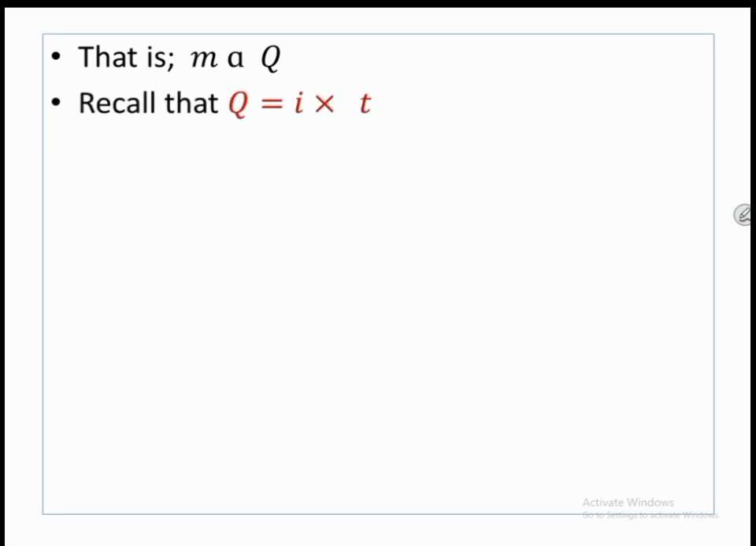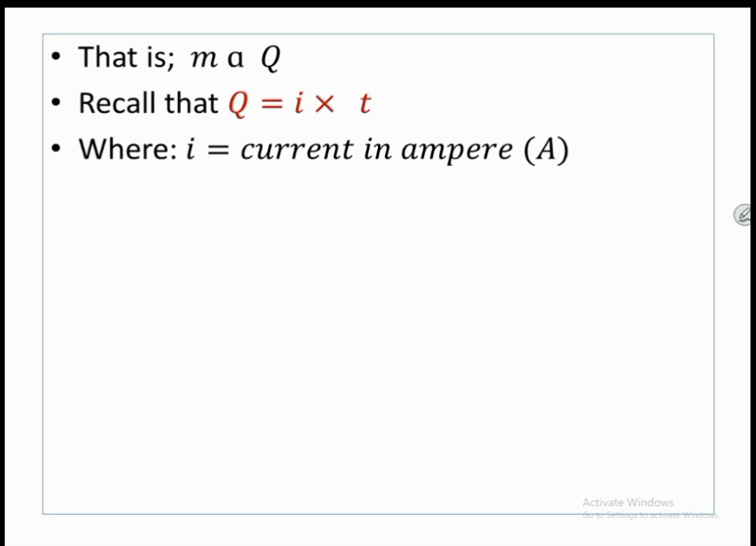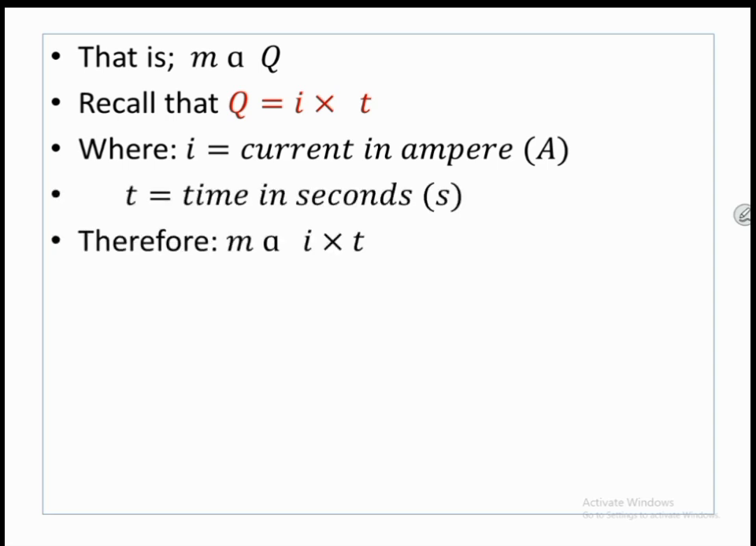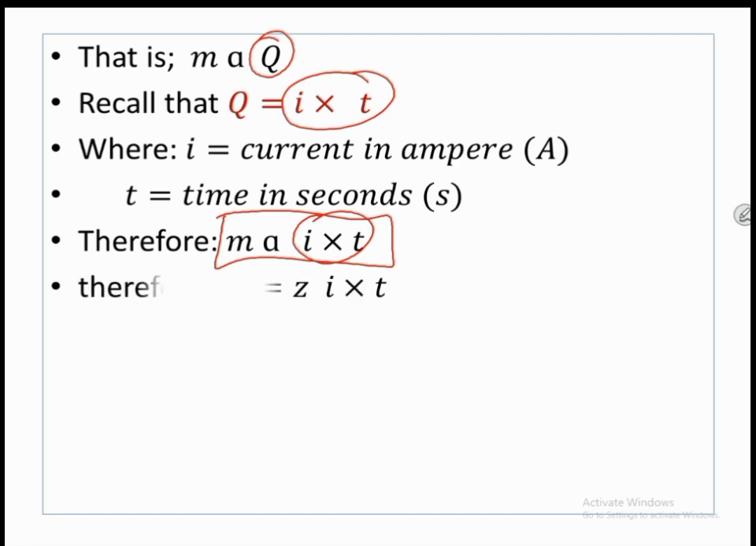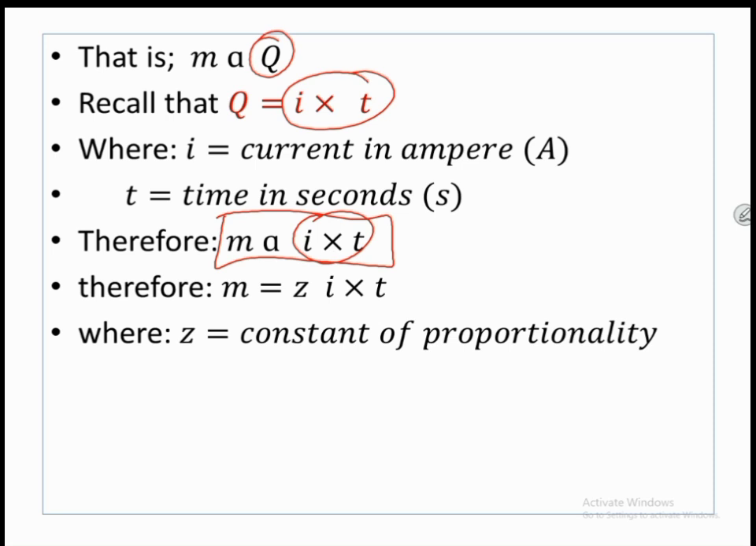Then recall that Q is equal to IT, where I represents current in ampere, and T is time in seconds. If Q is equal to IT, it means mass M is directly proportional to IT, which stands for Q. Because I said mass is directly proportional to Q, and Q is IT, it means mass is equal to ZIT, where Z is the proportionality constant. Because for every proportionality sign, there must exist a proportionality constant.